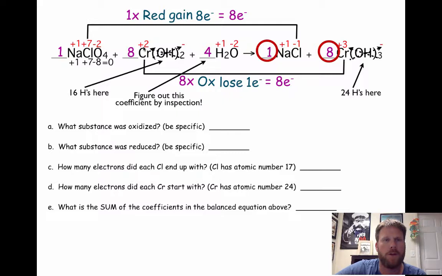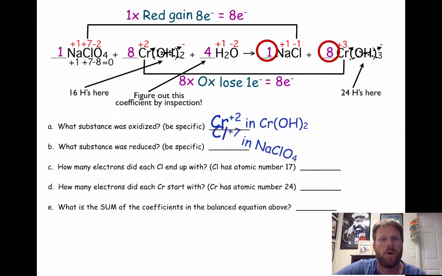You have chromium +2 in Cr(OH)2 that was oxidized. What substance was reduced? Once again, look at the reduction reaction where it starts. Cl +7 in NaClO4 was reduced. How many electrons did each chlorine end up with?